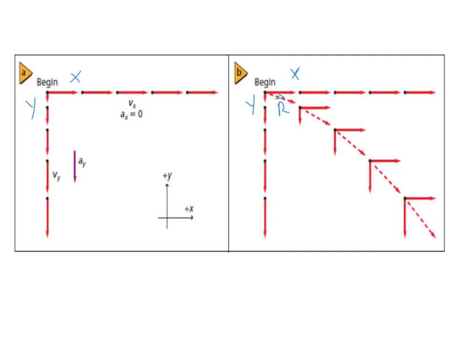I want you to pay attention here to the vector arrows in the horizontal direction. What do you notice about the length of these arrows as time goes? They stay the same. If the length of these vector arrows stays the same throughout, that means the velocity in the x direction stays constant. And if we have a constant velocity, that means our acceleration in the x direction is 0. You see right there.